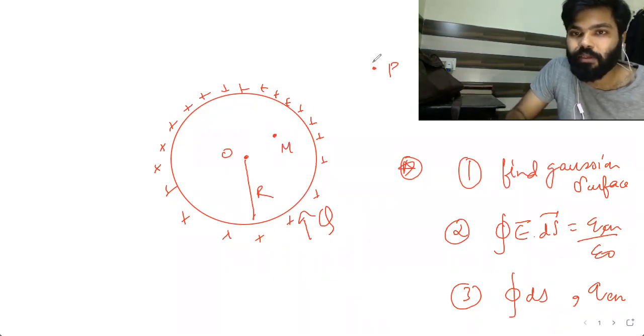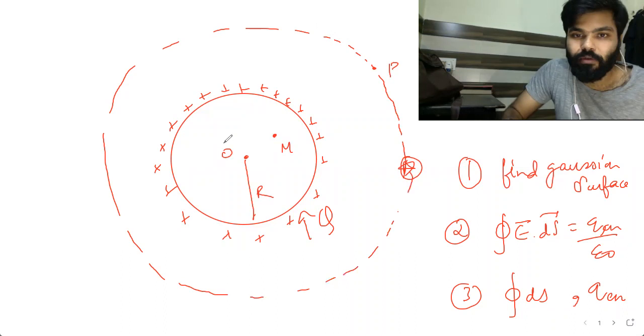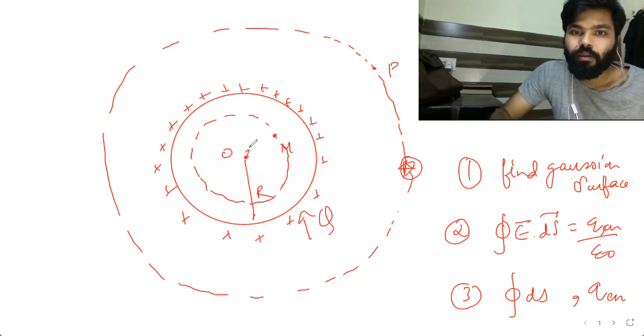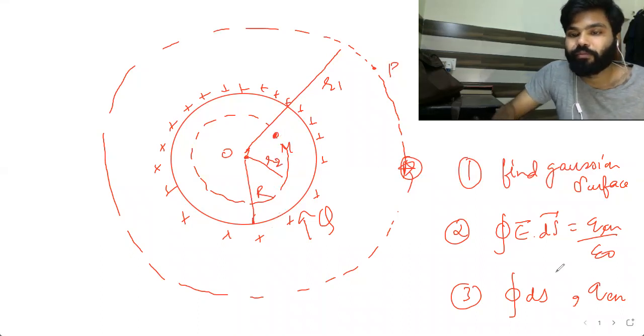In both the cases, the Gaussian surface is going to be a sphere. Let the radius of outside sphere be R1, and the radius of inside sphere be R2, and the radius of hollow sphere is capital R. This is R2.